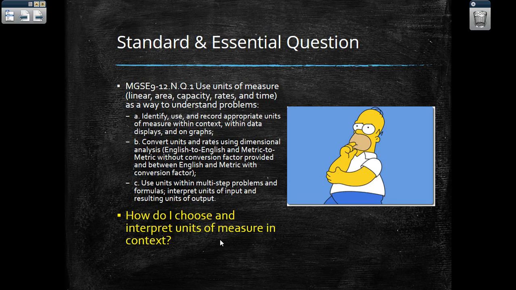Down here at the bottom in the yellow, that is the essential question. How do I choose and interpret units of measure in context? Don't stress about that. That's just something to kind of keep in the back of your mind. By the end of this lesson and the unit, that should be the things that we're thinking about, possibly be able to answer.